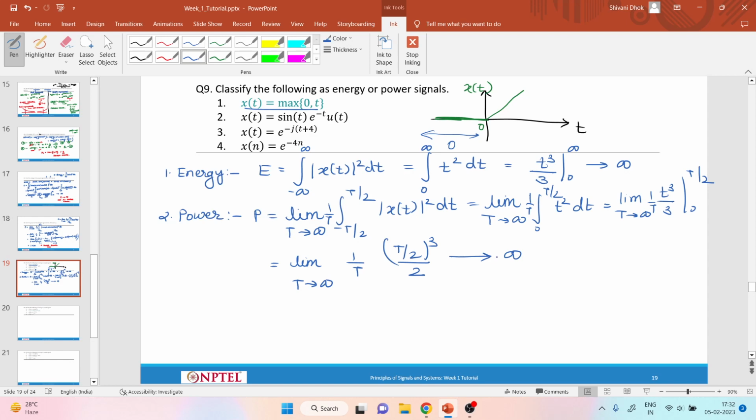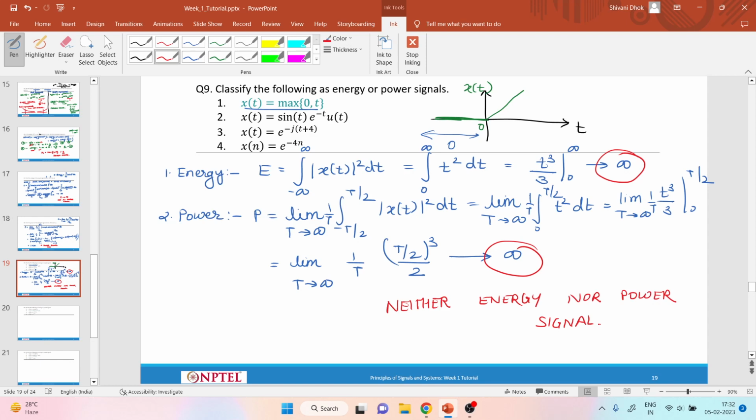Now in this example, both my energy and my power are tending to infinity. None of them are finite, and therefore such a signal is neither an energy signal nor a power signal. Any doubt in this question?